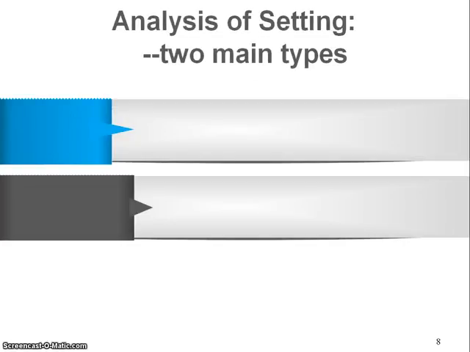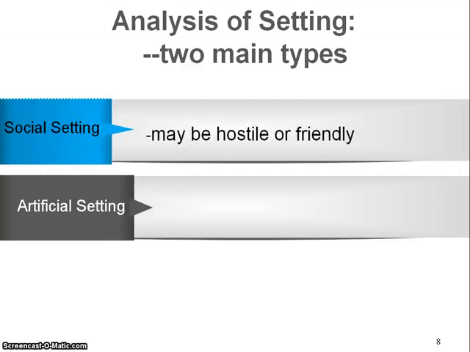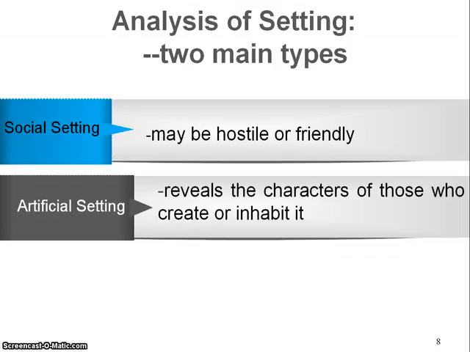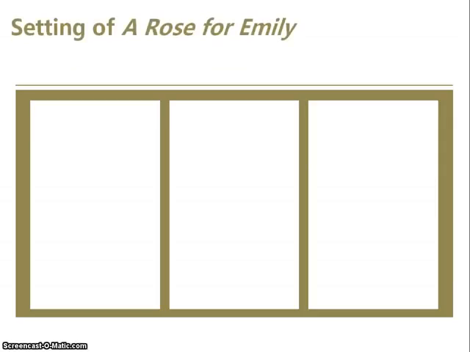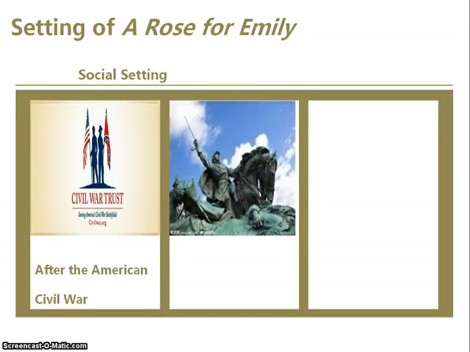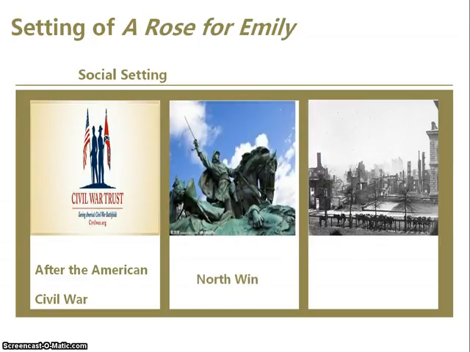Firstly, the analysis of setting. There are 2 types of setting: social setting and artificial setting. The former may be hostile or friendly, while the latter reveals the character of those who create or inhabit it. The short story, A Rose for Emily, takes the American Civil War as its social background. As is known to all, the war ended with the victory of the North and the failure of the South.